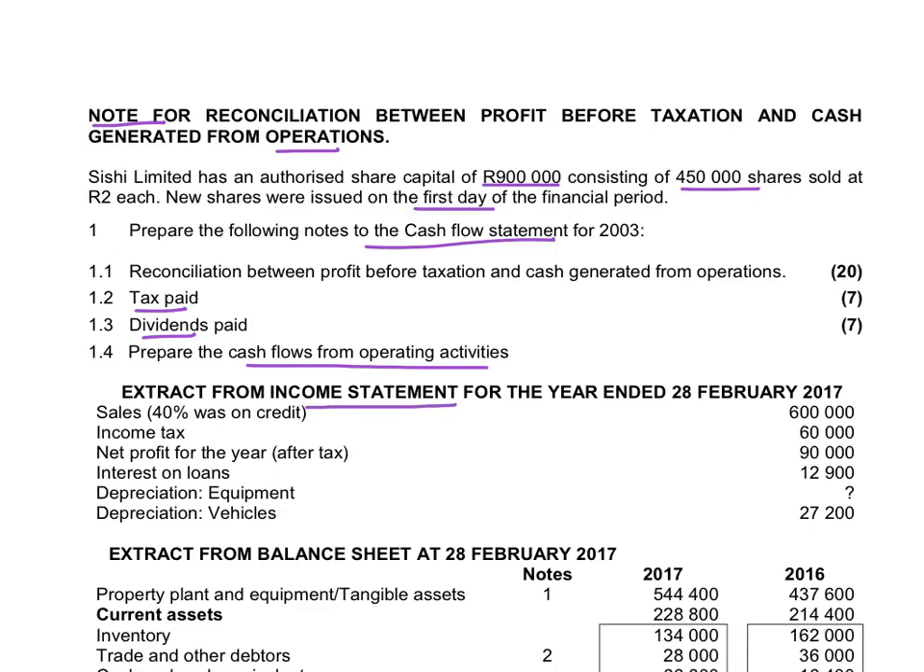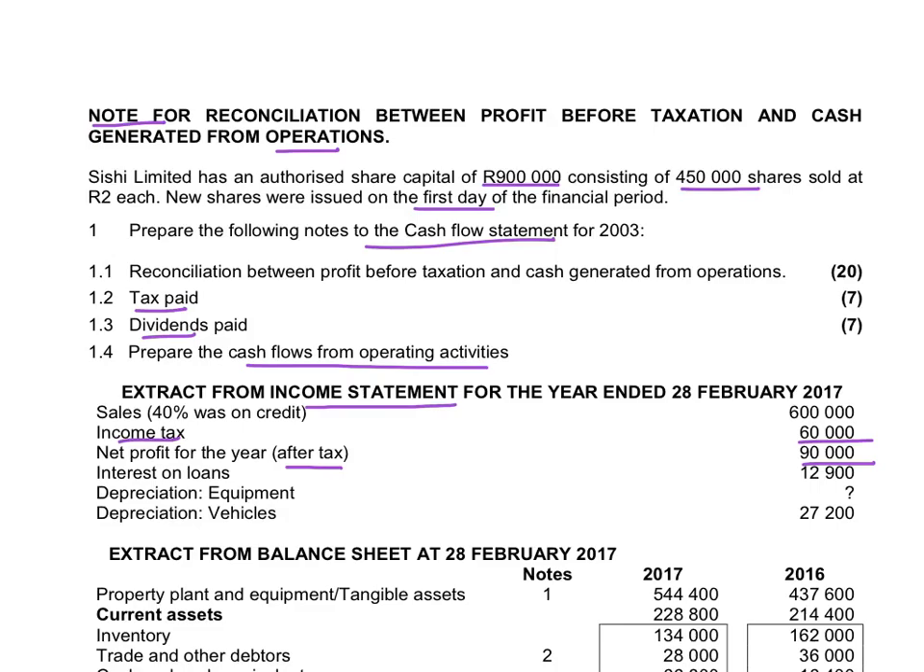They give me the profit for the year after tax. I need the profit before tax because tax will be shown separately for what the inflow or outflow is. Therefore, I will have to add the income tax to the net profit that was given to me to determine what is the net profit before tax. So I will add the 90,000 and the 60,000 to get the total net profit before tax.